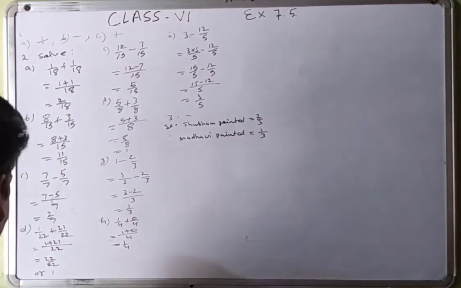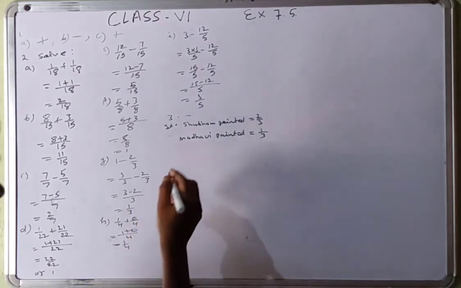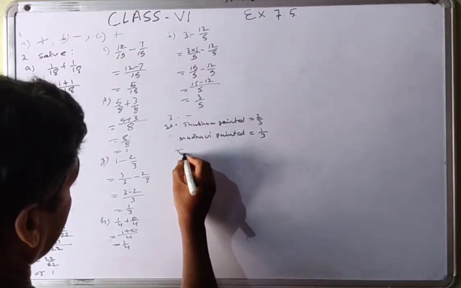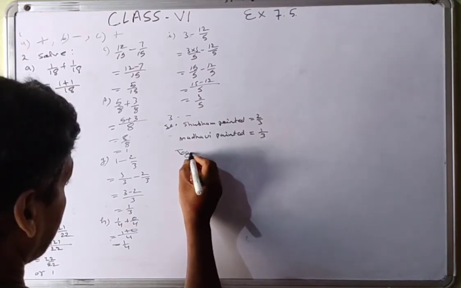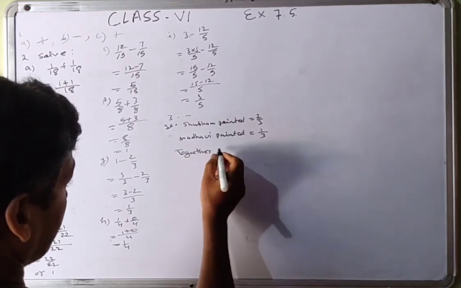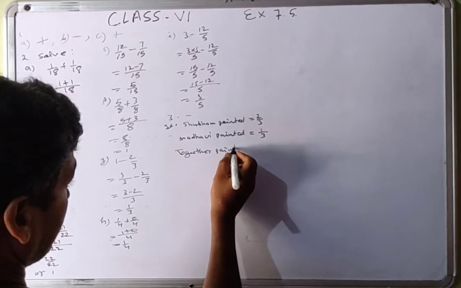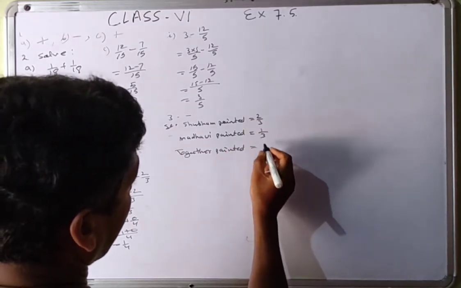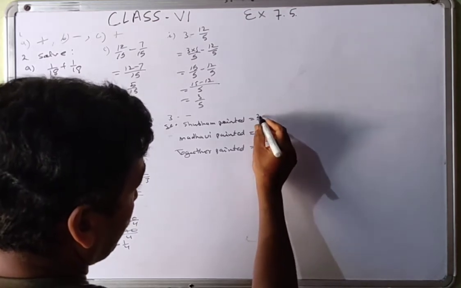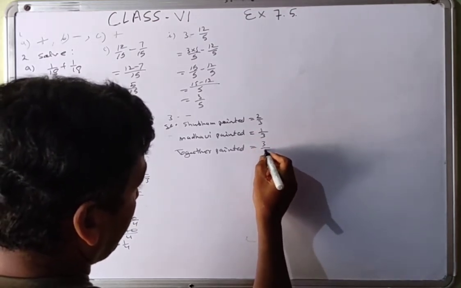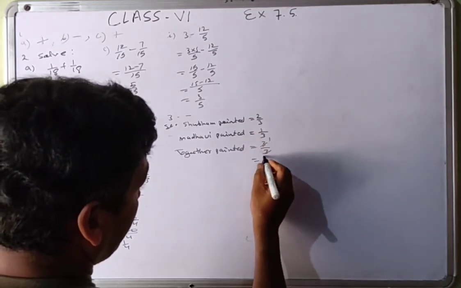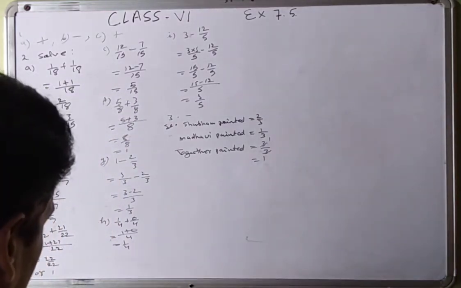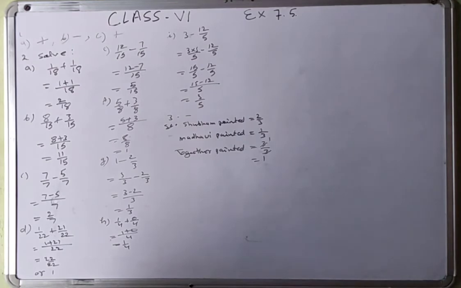So how much did they paint together? Together painted is equal to the sum of both. The denominator is the same. So 2 plus 1 is 3, 3 upon 3, or cancel by 1, that will be 1. Fill in the blanks. Fill in the missing.